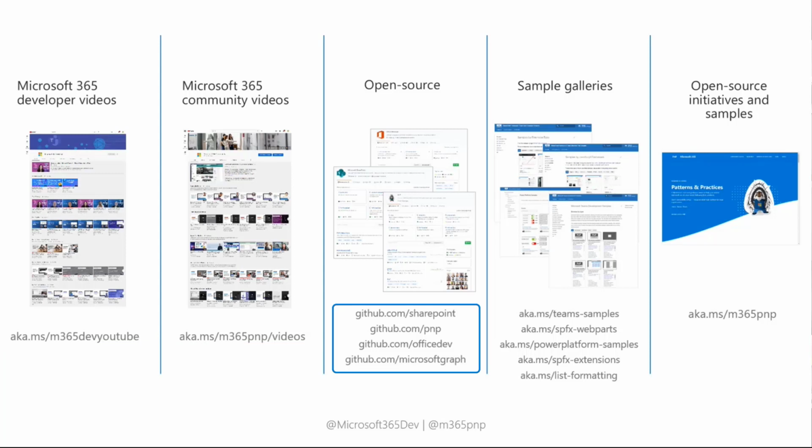We also have our open source opportunities, which include things like PnP, SharePoint, Microsoft Graph. These are all open source opportunities that are owned and governed by Microsoft. And so we would like you to be able to take advantage of those. We have our sample galleries. These sample galleries are loaded by the community and contributed by and managed by. They're an opportunity for you to take advantage of samples that are available to you to start learning, maybe improve and contribute back, or maybe start using in your tenant. But they cover a wide spectrum of technologies, team samples, SPFX web parts, Power Platform, extensions, list formatting, and more.